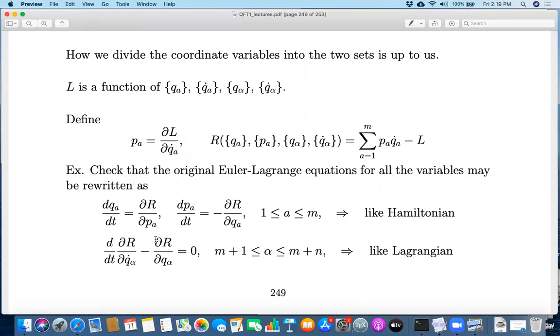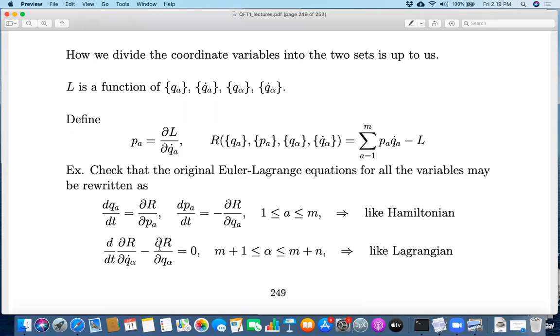On the other hand, for the Q alphas, the Routhian depends on Q and Q dot, and the equations take the form of the Euler-Lagrange equation, d/dt of del R del Q alpha dot minus del R del Q alpha equal to 0. So in a sense, the Routhian is playing the role of the Hamiltonian as far as the variables QA, PA are concerned, and it's playing the role of the Lagrangian as far as the variables Q alpha, Q alpha dot are concerned.